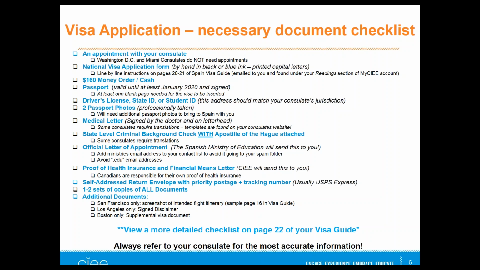So for your application for either a long-term student visa or a language and culture assistant visa, this is what you're going to be needing. The first one is an appointment, which we went over just now. Washington, D.C. and Miami do not need appointments. So if you're in one of those consulate jurisdictions, you're lucky. The rest of you, set an appointment now.